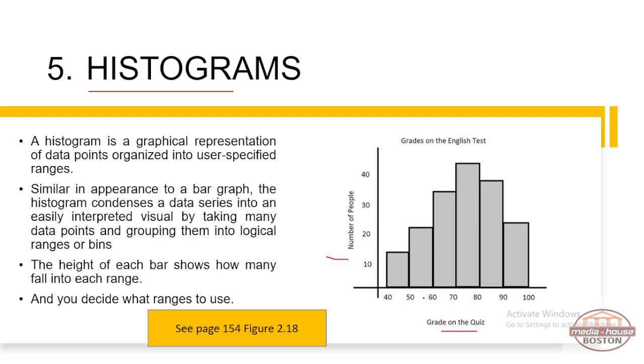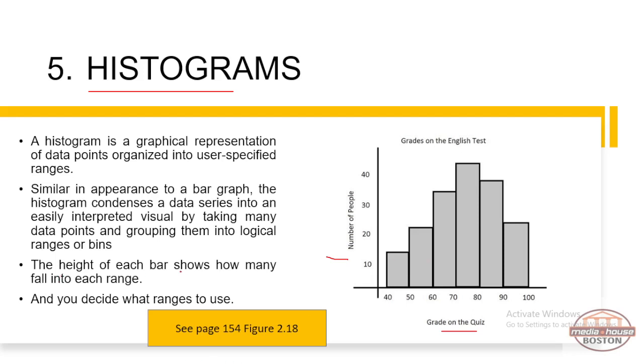So a histogram is only used when there is a frequency within our data collected. Here it says that, similar in appearance to a bar graph, the histogram condenses a data series into an easily interpreted visual by taking many data points and grouping them into logical ranges or bins. So we use range or frequency to say this is the number of people performing a certain activity. This is where we get to use the histogram.